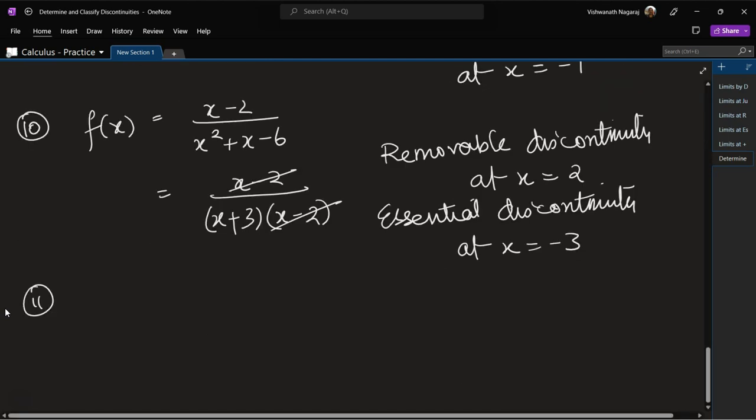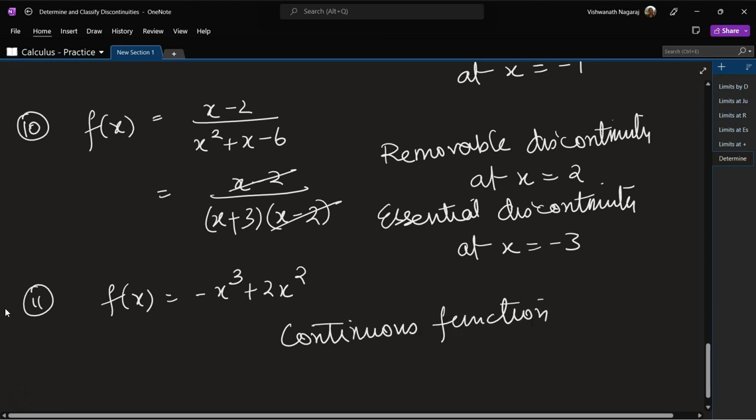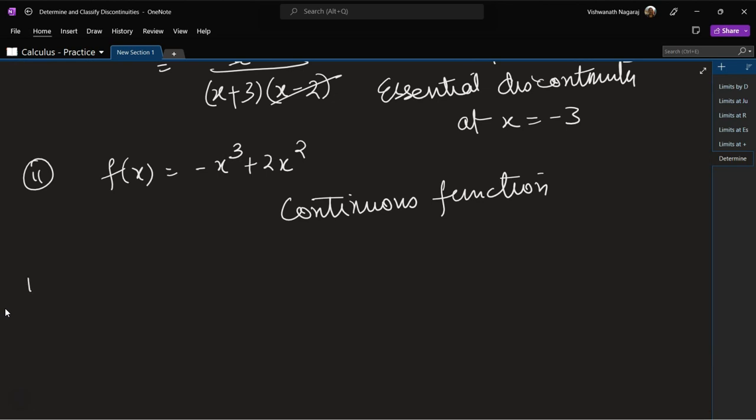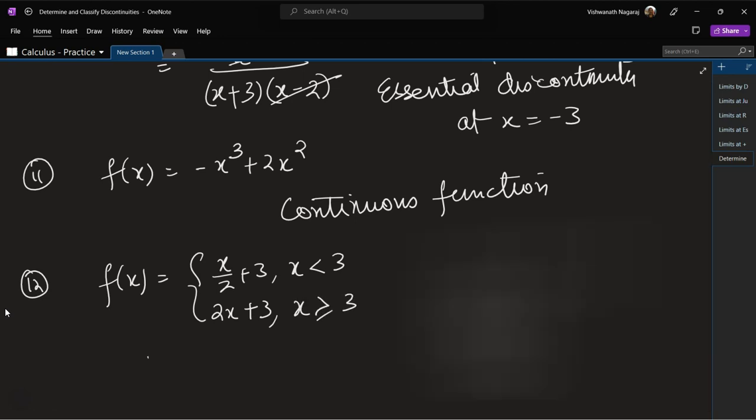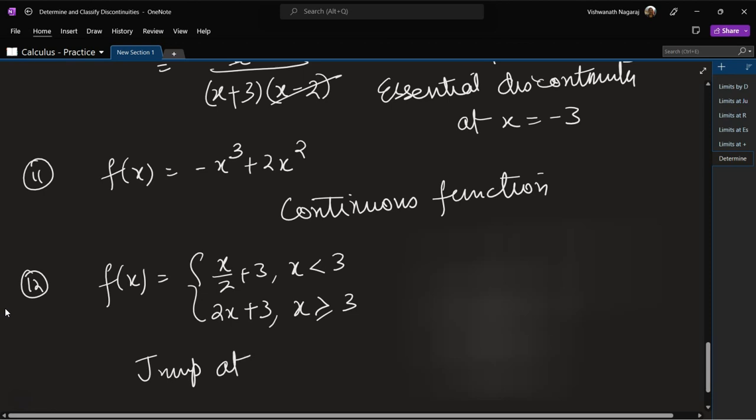Okay, 11th one, f of x is equal to minus x cube plus 2x square. Now this can take any values. So it is a continuous function. There is no discontinuity. Okay, 12th one, f of x equal to x by 2 plus 3 when x is less than 3, and 2x plus 3 when x is greater than or equal to 3. There is a jump at x equal to 3.